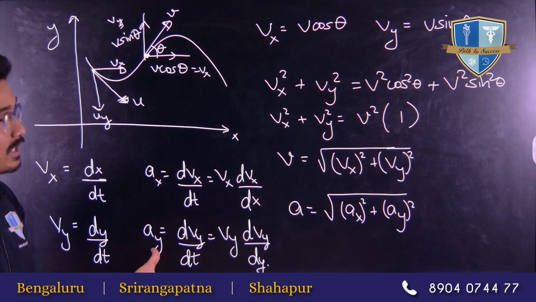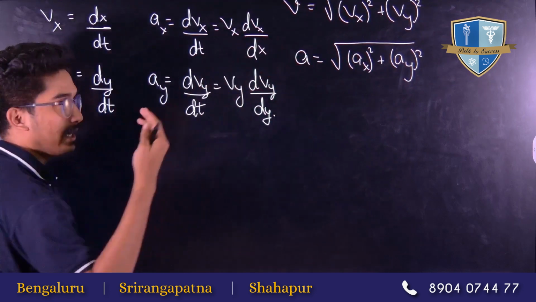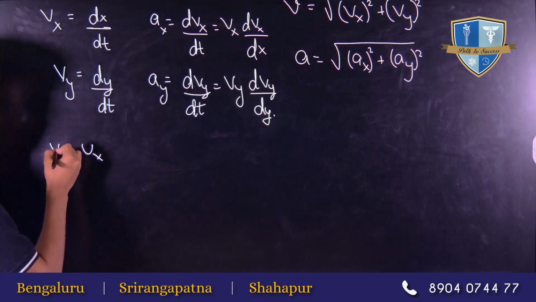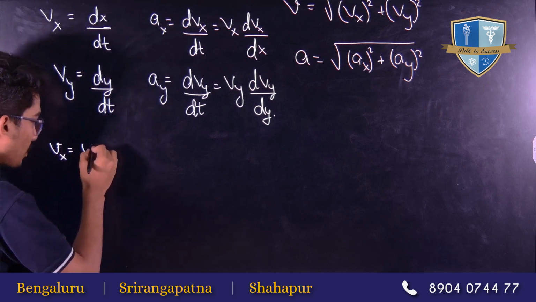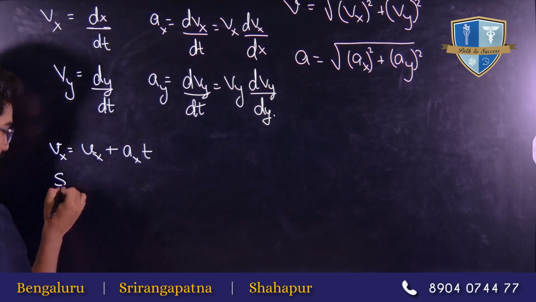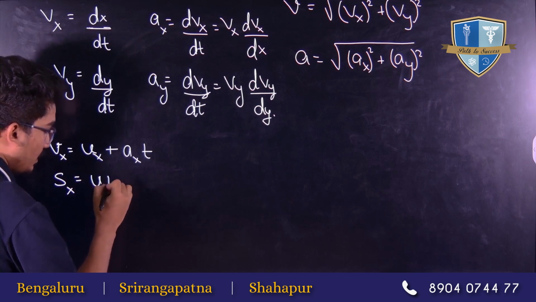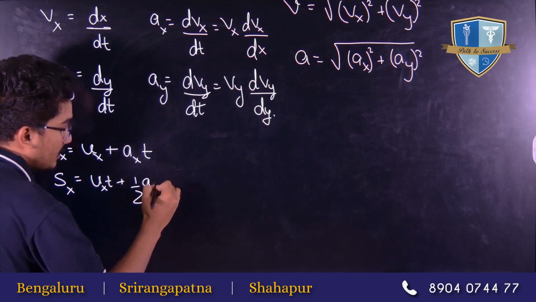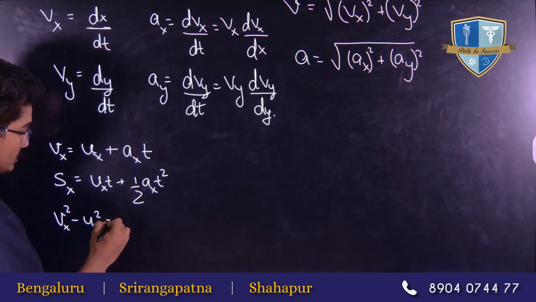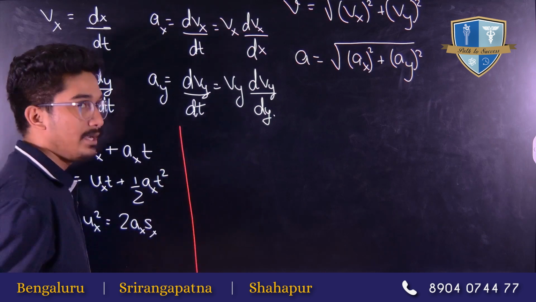But when acceleration is constant, we know we have derived three formulas. So after solving this, we'll again get three formulas, that is, final velocity in x direction is equal to initial velocity in x direction plus acceleration in x direction into t. Displacement in x direction is equal to initial velocity in x direction into t plus half ax t square, and vx square minus ux square is equal to 2ax sx. Correct? Similarly, we can find in y direction as well.